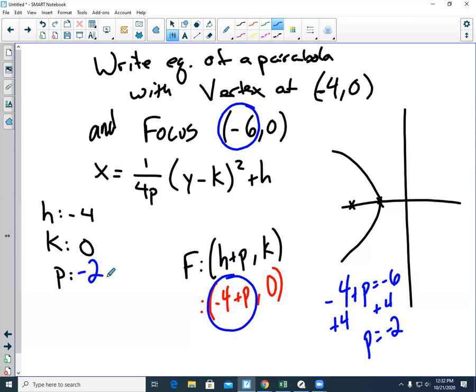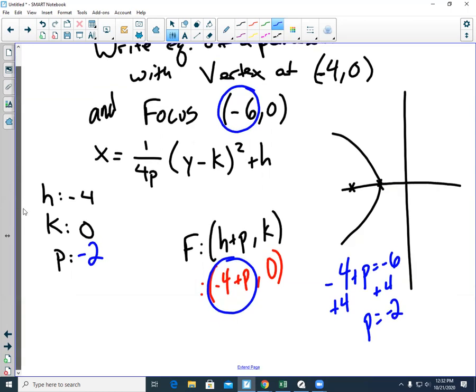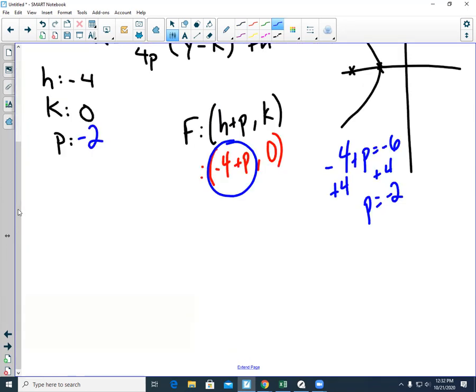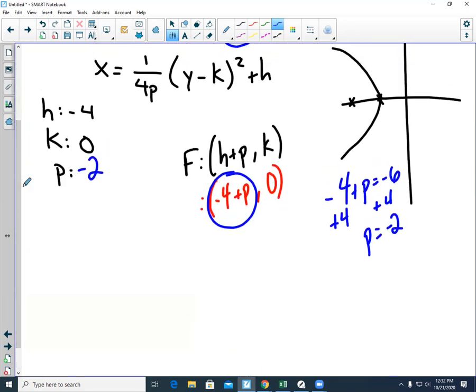All right, so let's write the equation. I'm just going to scroll down so I leave that part there so you can see it. But I'm just going to substitute what I know. So it's going to be x equals 1/4 times -2. The k value is going to be opposite, but it doesn't really matter because it's just 0. So it's going to be (y minus 0) squared, and then h will not be opposite, so it'll just be -4. I'm saying it's not opposite because this value is -4, right? Plus -4 means minus. So when I say plus -4, it means -4, okay?